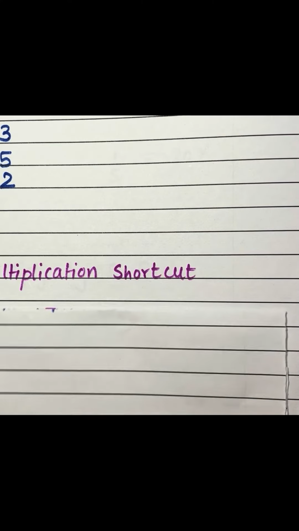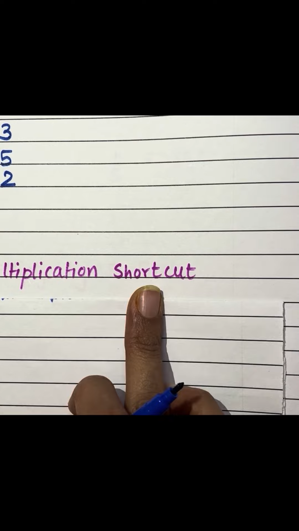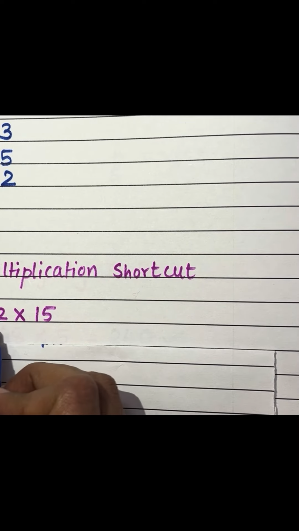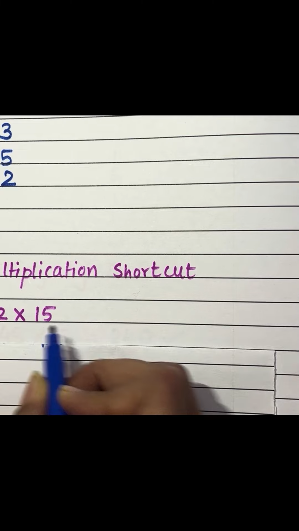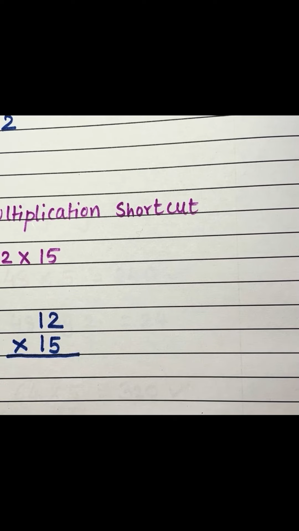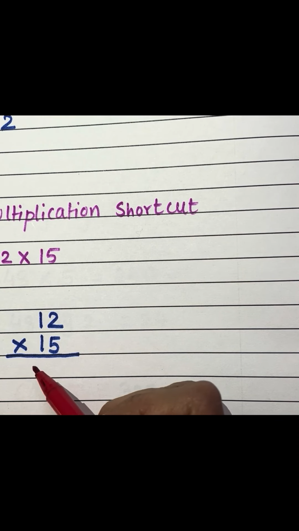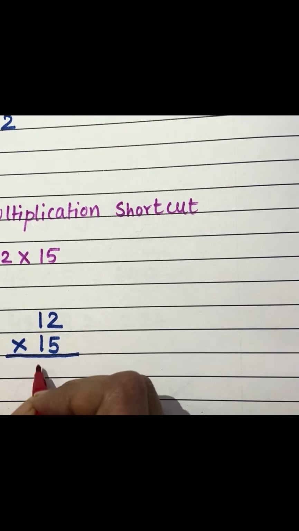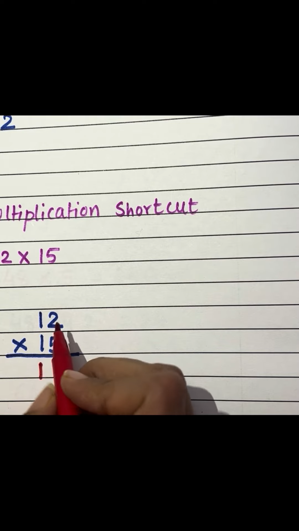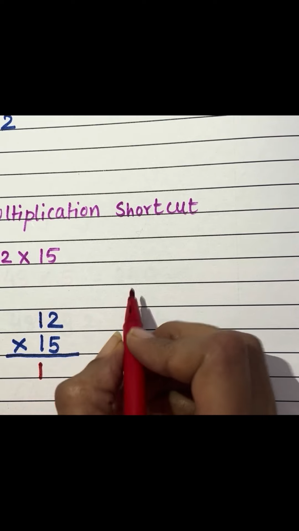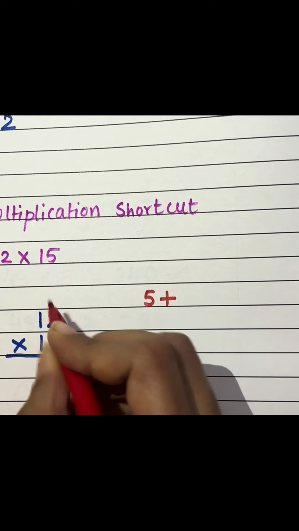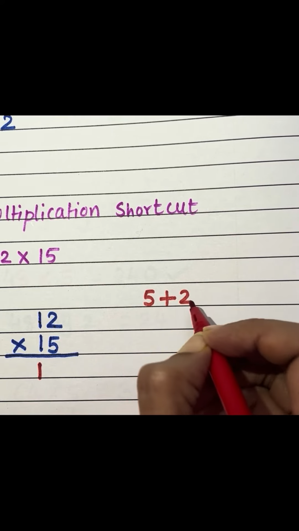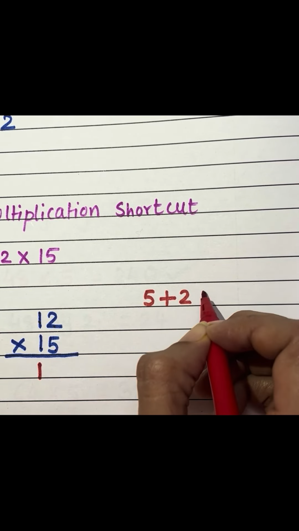Let's have a look at one more hack, that is multiplication short trick. Look at this example, 12 multiplied by 15. Usually we would do it like this, right? Now in this case, we are going to follow 3 steps. First, we multiply 1 by 1, the tens place digits: 1 one is 1. Then the second step is cross multiply: 1 times 5 is 5, plus 2 times 1 is 2.